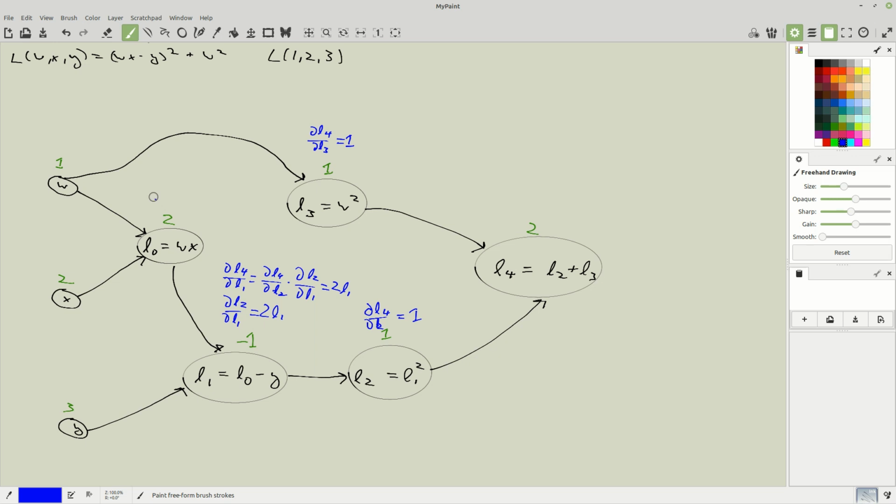Let's look at this guy. So the partial derivative of L1 with respect to L0 is just going to be 1. And so again, if I want L4, which I do, with respect to L0, I just need to multiply through, right? So it's going to be L4 with respect to L1 times L1 with respect to L0, and it's just 1 times what I had here, so I'm still at 2L1.